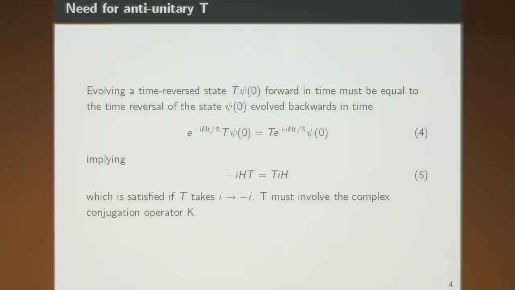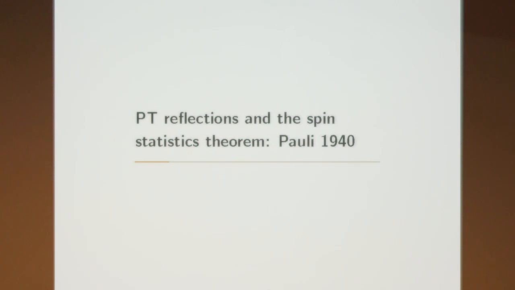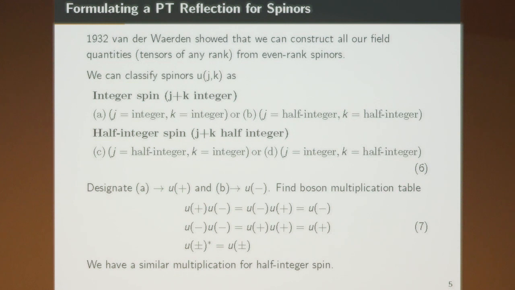So that's all I'm going to say on quantum mechanics time reversal for now. Just keep in mind that it has to be an anti-unitary operation. And now I'll get into Pauli's spin statistics paper from the 1940s.